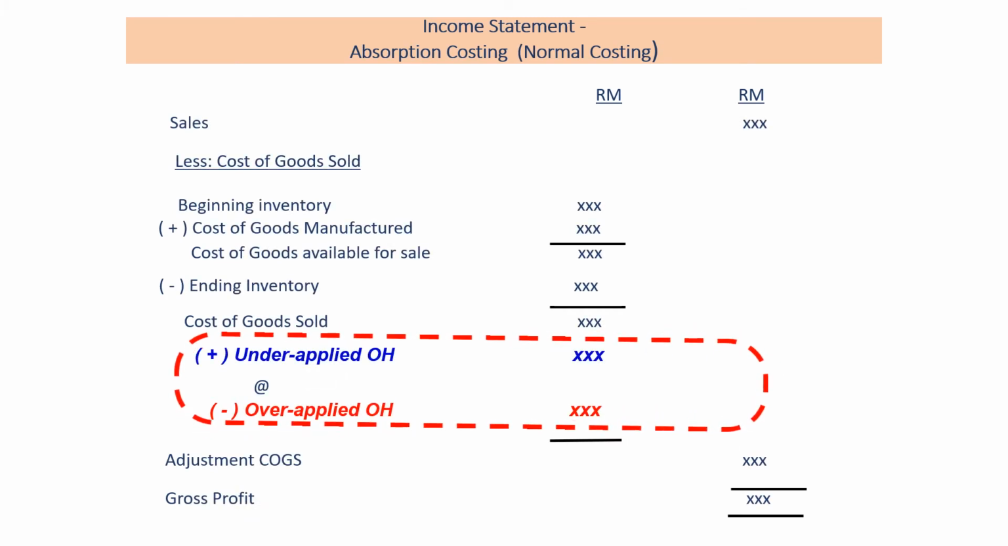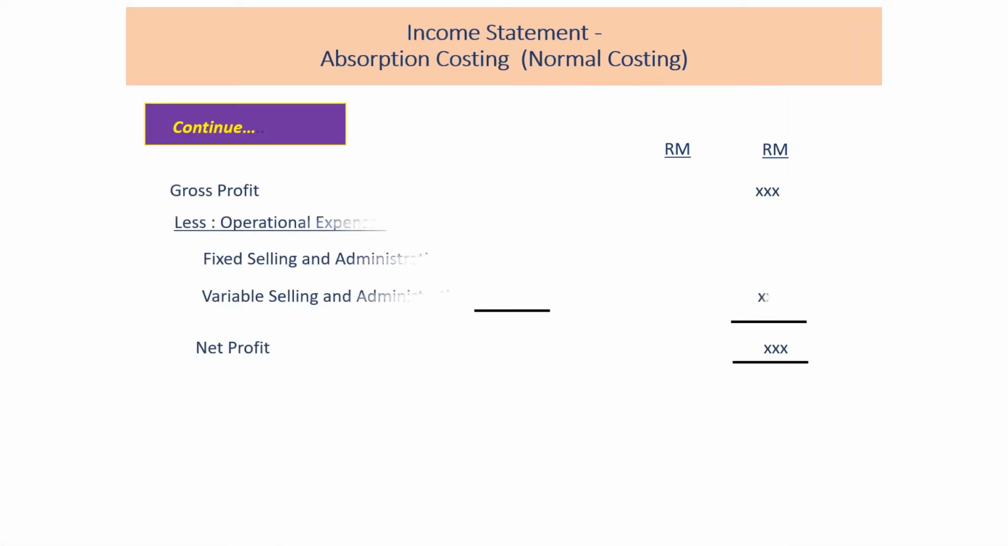Illustration of income statement under absorption costing for normal costing. For normal costing, we consider applied manufacturing overhead. If under-applied manufacturing overhead, debit to the cost of goods sold account, and if over-applied manufacturing overhead, credit to the cost of goods sold account. In absorption costing, we consider total variable and fixed applied manufacturing overhead for adjustment of cost of goods sold. Continue income statement for absorption costing: gross profit minus fixed and variable selling and administrative expenses, and finally we get net profit.